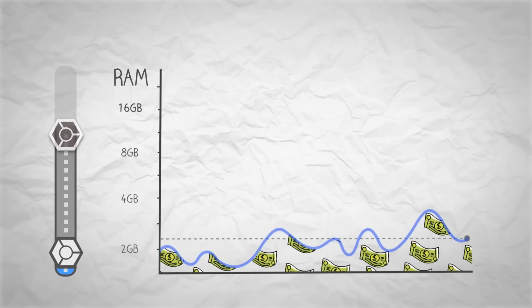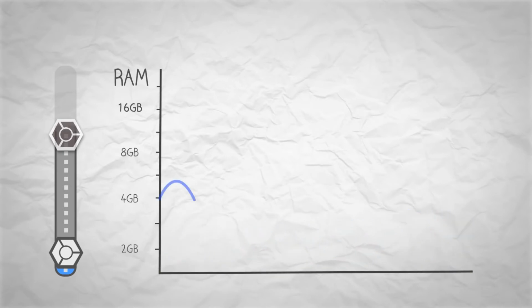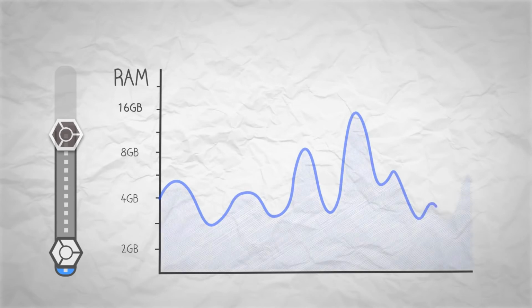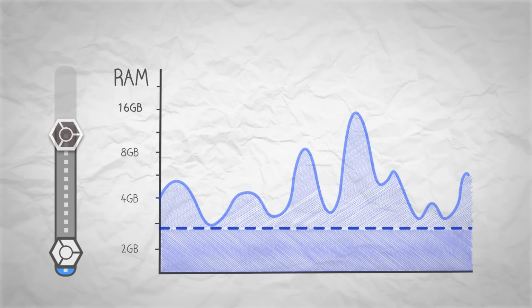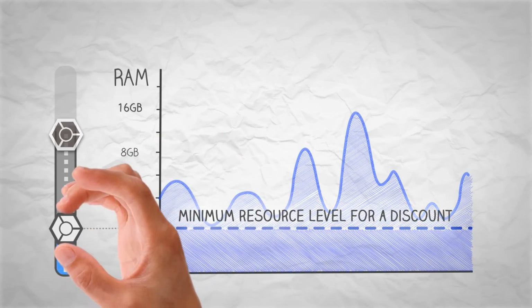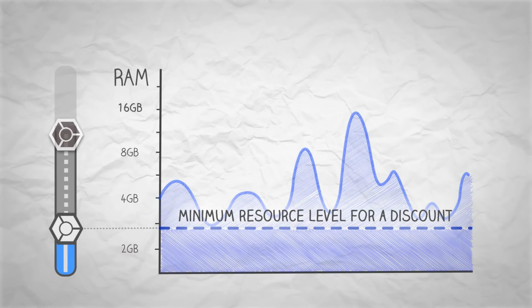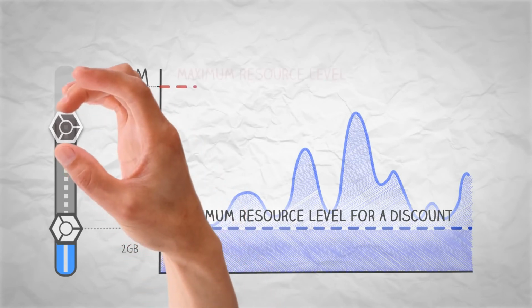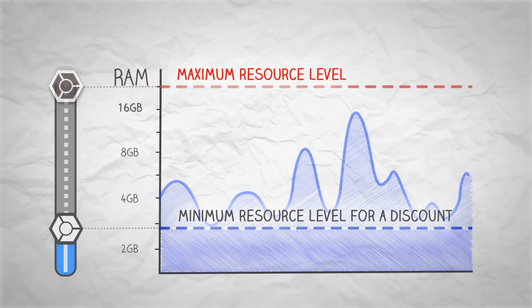Jelastic can save you even more money. Here's how. Once your app is deployed, you can view real-time resource graphs right in the dashboard. When you know your typical resource needs, you can set a minimum resource level and get a substantial discount. You still benefit from automatic scaling above that, up to whatever maximum scaling limit you decide.